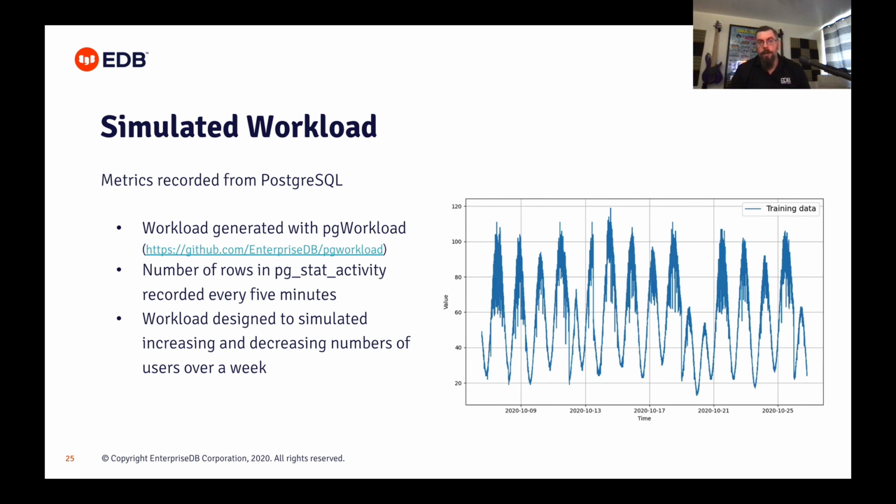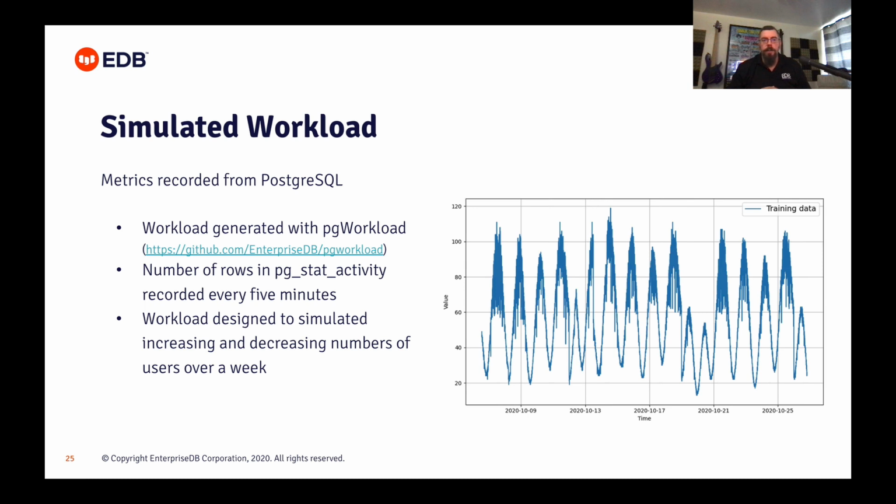I also simulated workload, as I mentioned. So these are all metrics recorded from PostgreSQL. I spent some time actually writing a workload generator, which you can find on the EDB GitHub account. That was designed to run the same workload that is run by the pgbench utility that comes with Postgres, but to vary the number of users over time. You can define a profile that says over a period of a week, these are the different numbers of users at any particular time of the day.